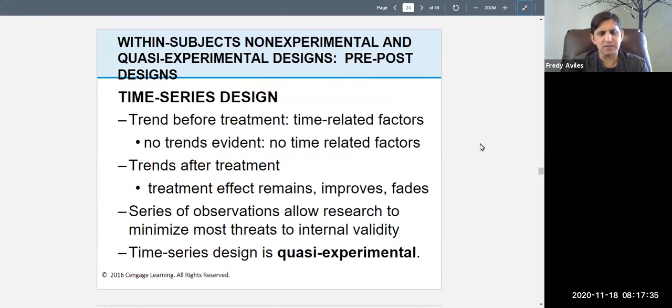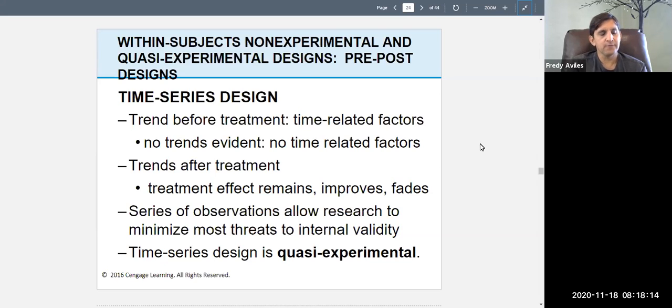Let's keep going. More about the time series design. So you can see a trend before treatment, right? You have records, let's say, before there's any treatment. Maybe those records were already collected, it's archival data, or maybe it's things you collected yourself, like you were checking blood pressure or whatever it is on your own, right? So that trend that you can see before treatment, that's called a time-related factor, right? Those are due actually to time-related factors, okay? If you see a trend, that means it's due to whatever was happening at that time. That's what that means. If you do not see a trend, that means there's no time-related factor.